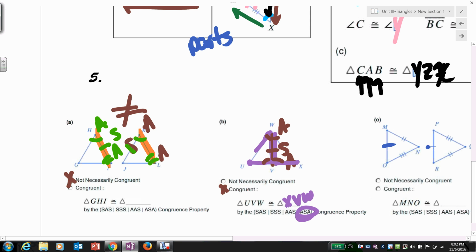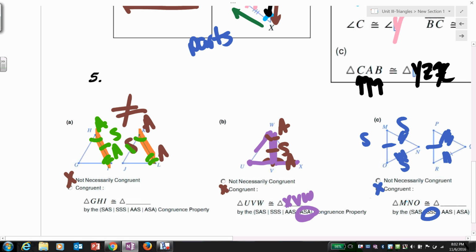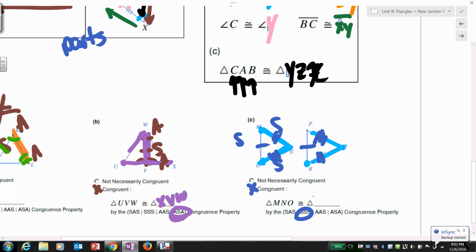Take a look here. One hatch mark, side. Double hatch mark, side. Triple hatch mark, side. So this is congruent. Side, angle, side. Now you need to align those vertices. M, N, O. Watch the hatch marks. We went across the double, then the triple. So we have to go across double, then triple. That's going to be R, Q, P.